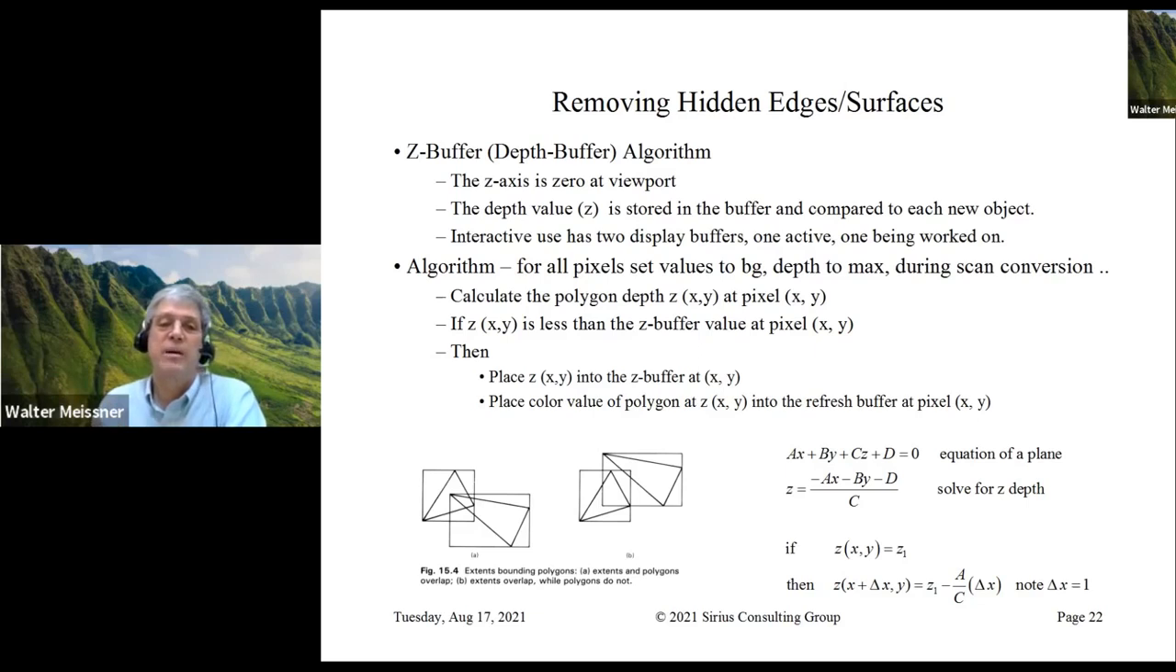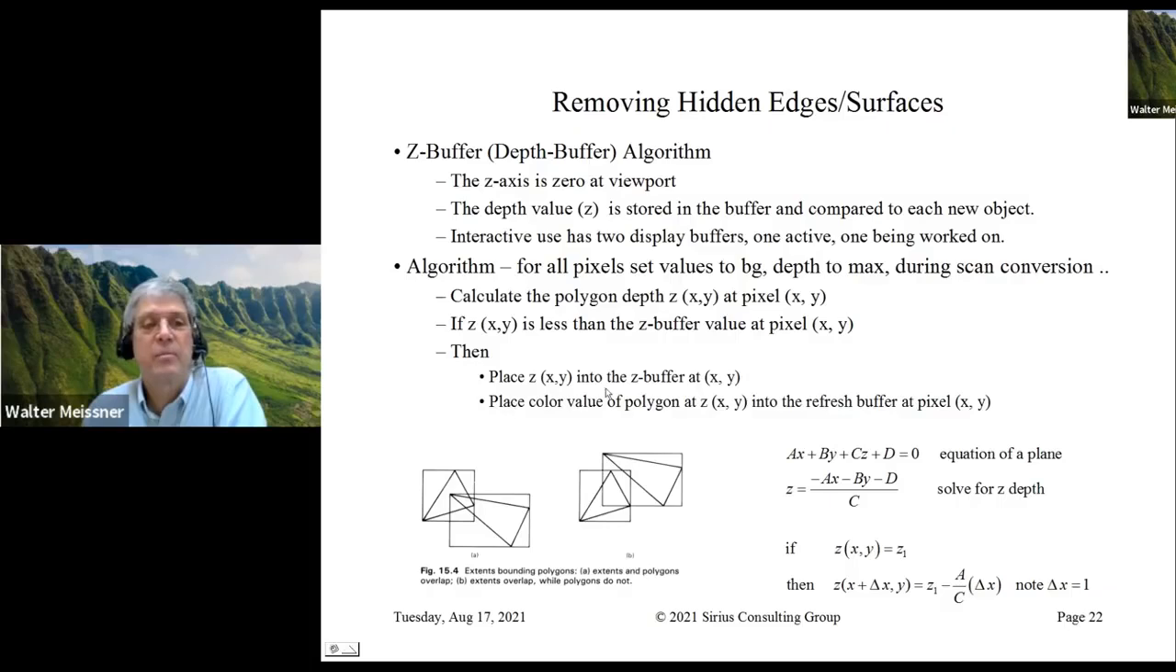Then that one becomes active and the other one is worked on. So it continually toggles back and forth between 2 buffers. So what they do is they calculate a polygon depth Z at XY, at pixel XY. If Z of XY is less than the Z buffer value at pixel XY, then it places the value of Z into the Z buffer.